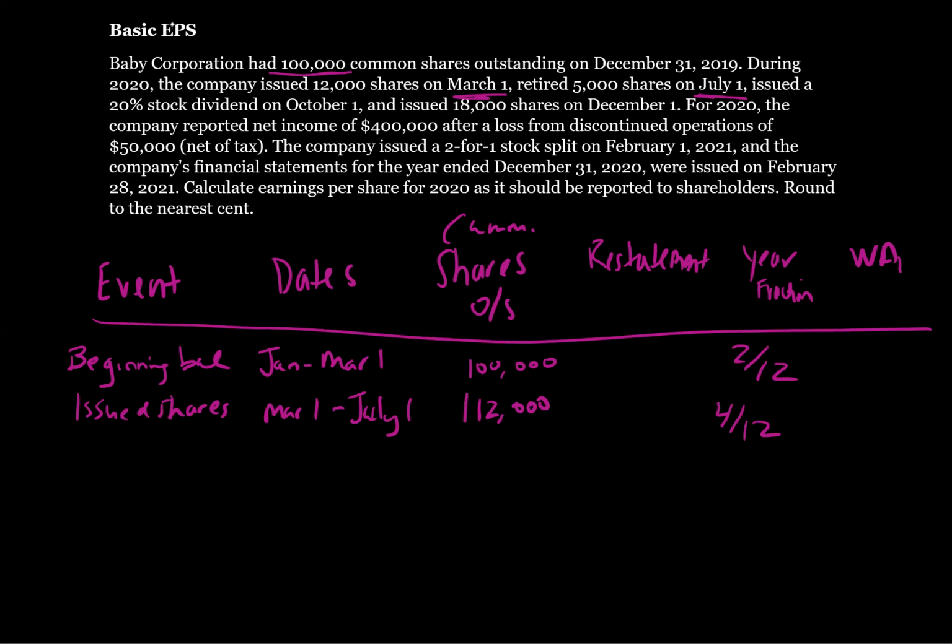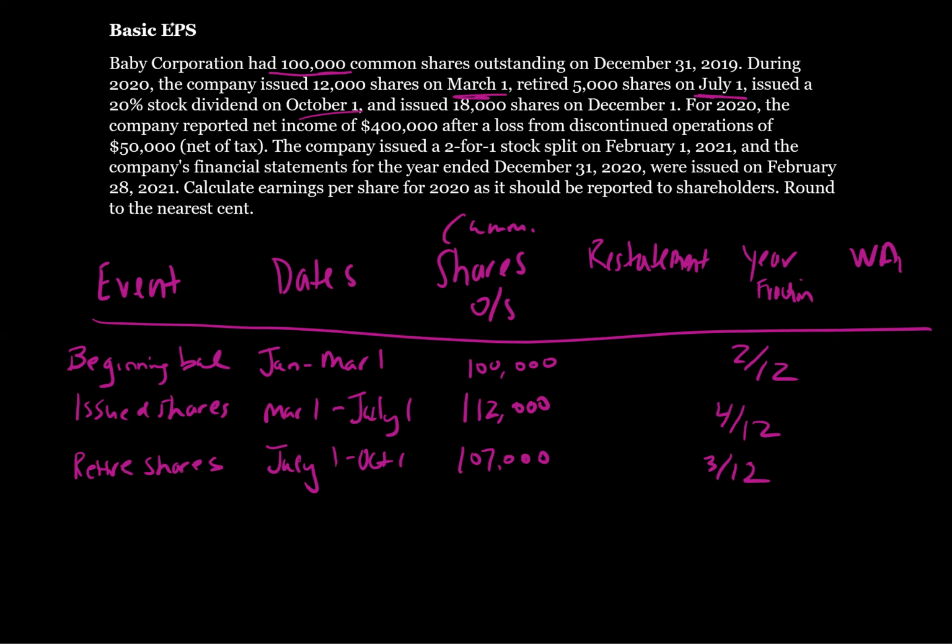Then on July 1st, we're going to retire shares. We're going to retire 5,000 shares. So 112,000 minus 5,000 is going to give us 107,000. And how long is this going to go for? October 1st. So July, August, September, it's going to give us 3 months.